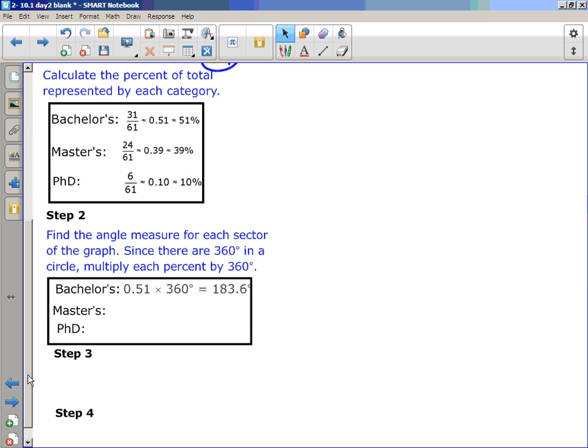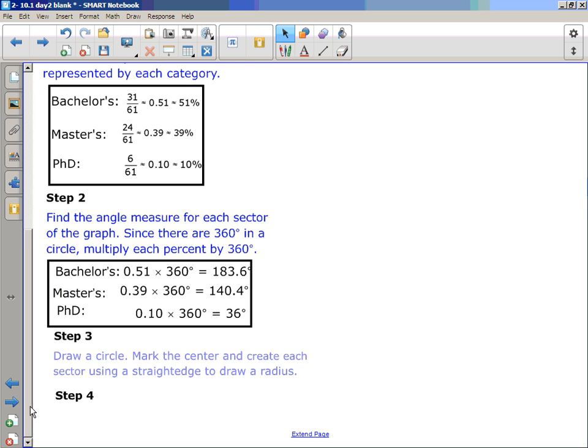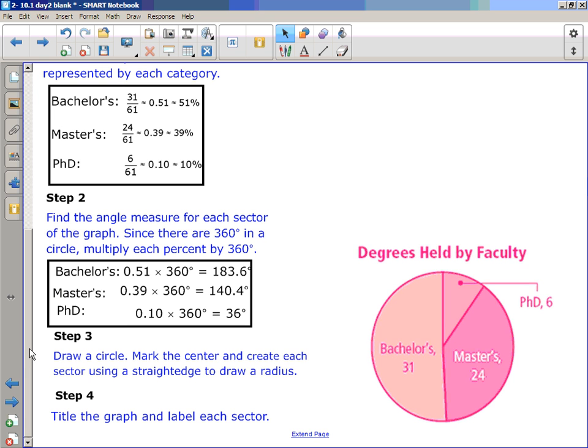Similarly then, we're going to take these as decimals and find each of their angles. We're going to draw a circle, mark the center, and create each sector using a straight edge to draw a radius, and title the graph. When you take a look then from our circle, we have each of the quantities represented, not as a percent or an angle, but the quantities for each of the degrees.